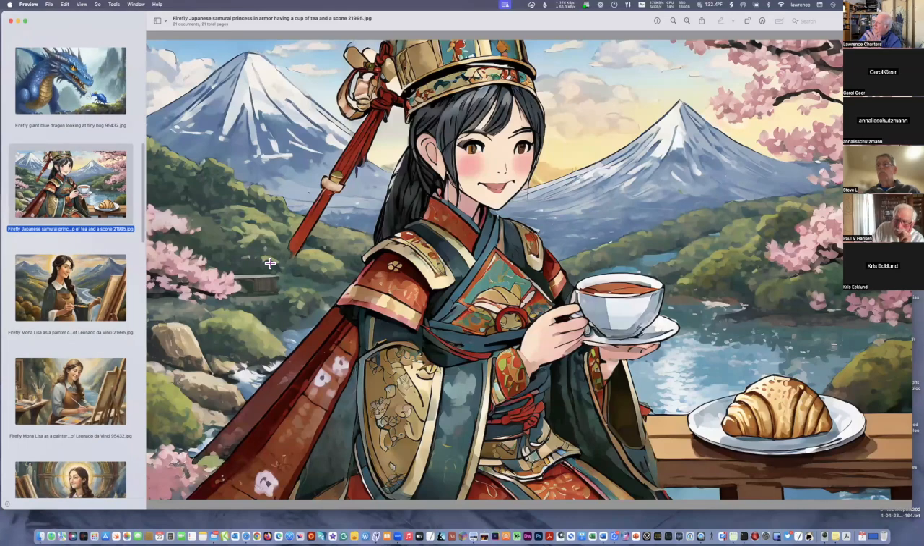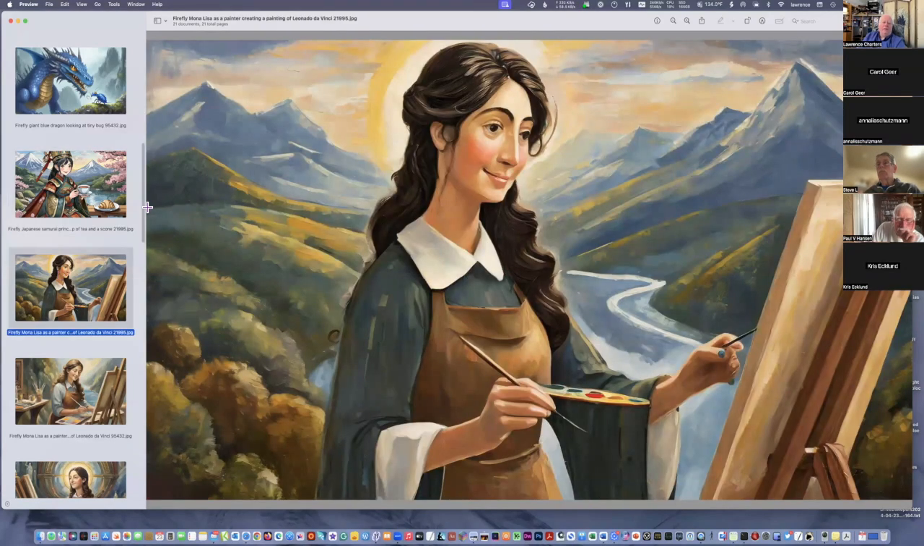There was an issue with a new painting that was thought to be by Leonardo da Vinci, and there was a big to-do about it, and somebody asked for my thoughts on the subject. I decided what I wanted to send them was a picture of the Mona Lisa painting Leonardo da Vinci instead of Leonardo da Vinci painting Mona Lisa. So I told Firefly, Mona Lisa as a painter creating a painting of Leonardo da Vinci. And that's what it came up with.